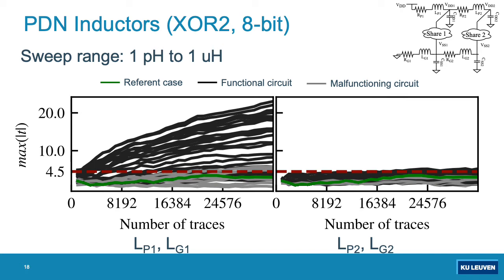Unlike the resistance impedances from the previous slide, parasitic inductors have a significantly more dramatic impact. We see that sweeping parasitic inductors of the share 1 PDN drives the max-T score outside of the confidence interval with only 32K traces, meaning that this impact is actually very significant. Compared to the RP1 and RG1 from the previous slide, so the parasitic resistances in the share 1 PDN, the impedances LP1 and LG1 are dependent on the frequency of the inciting current.